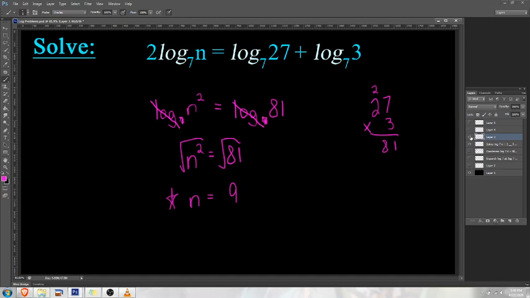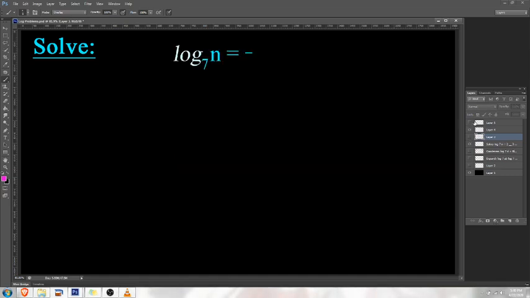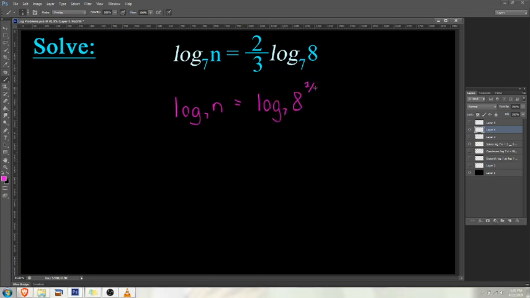So let's look at the next problem. Fractions, your favorite. Okay, let's go. This side is already as simple as we can get it, but we can do something to this side, so let's go ahead and do that. We've got a coefficient, equals log 7 of 8 to the 2/3 power. I pulled this 2/3 from the outside coefficient to the inside as an exponent.